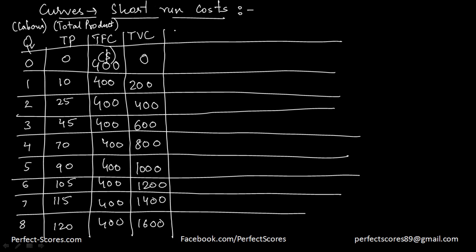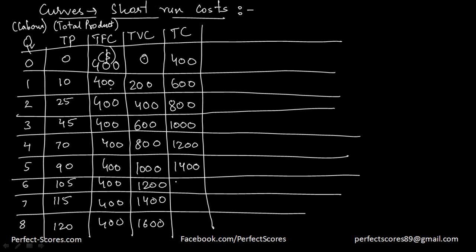Now let's calculate the total cost. Total cost is nothing but the total variable cost plus the total fixed cost. So 400 plus 0 is going to be 400. 400 plus 200 is going to be 600. And then you can easily observe the pattern that this is how it goes.